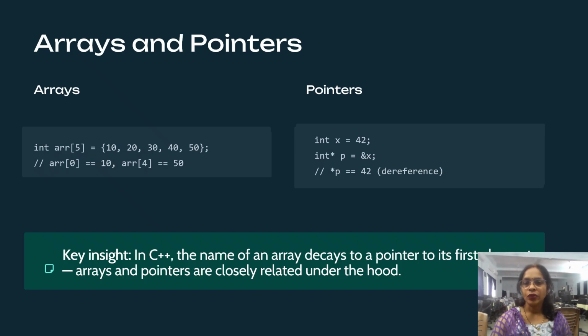And if we want to access the value of x, then we use *p, which gives the value of x. Pointers are basically used in dynamic memory allocation, linked lists, trees, and advanced programming. Arrays and pointers are closely related in C++. That means these two concepts are main in C++.